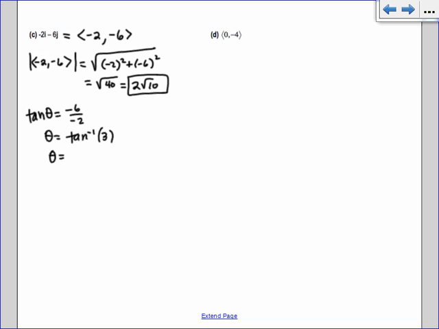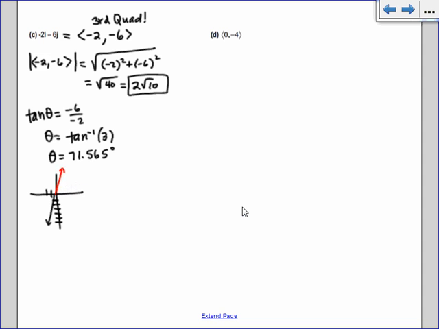And when you find that, you get 71.565. But this is why I tell you that you should always draw the vector, or at least think about what quadrant it is in. So we have -2, -6. Okay, here's my vector. It's in the third quadrant. So when I get something that's 71.565, that's not what I want. That is the angle right here, right? That's not what I want. I want the other way, right?